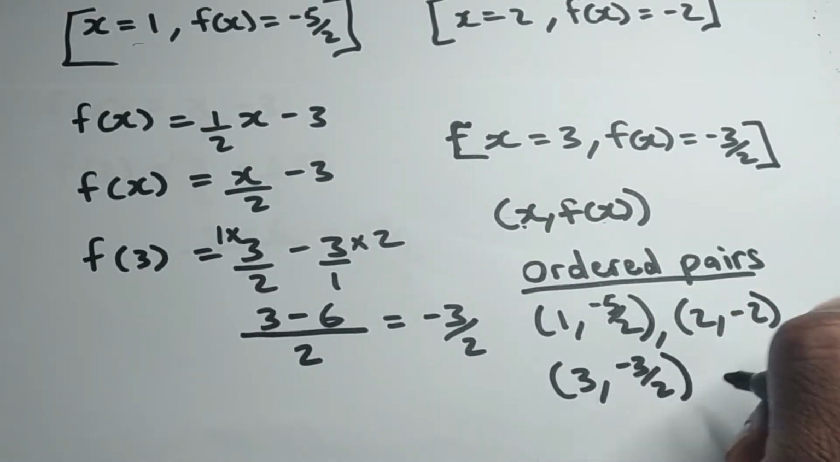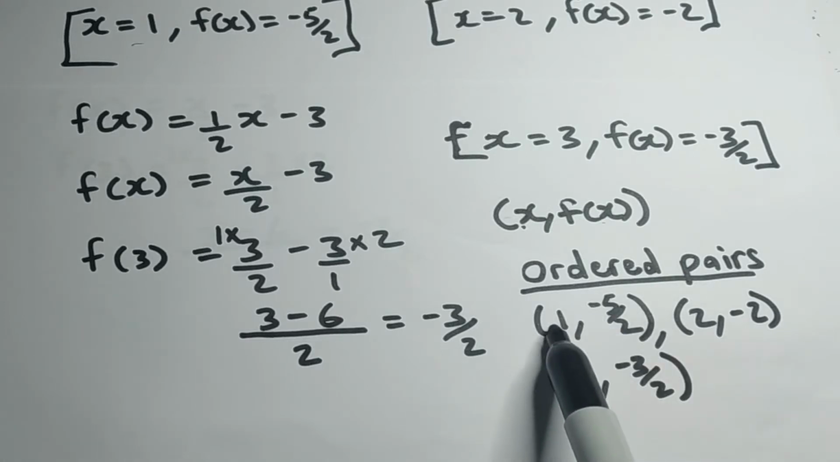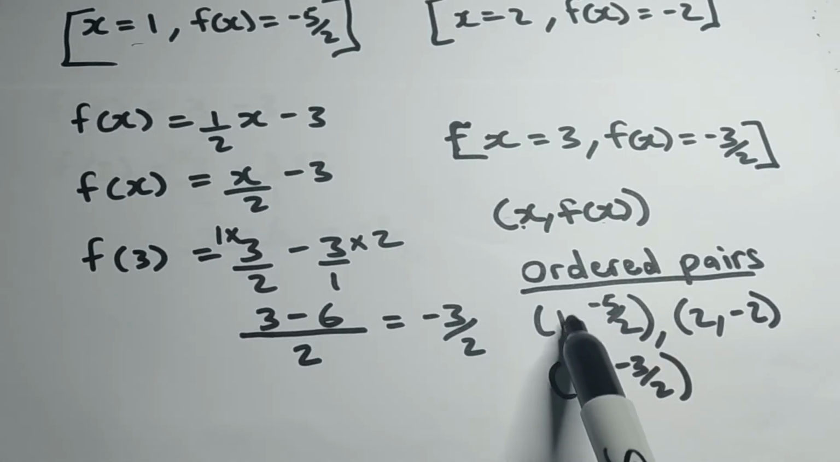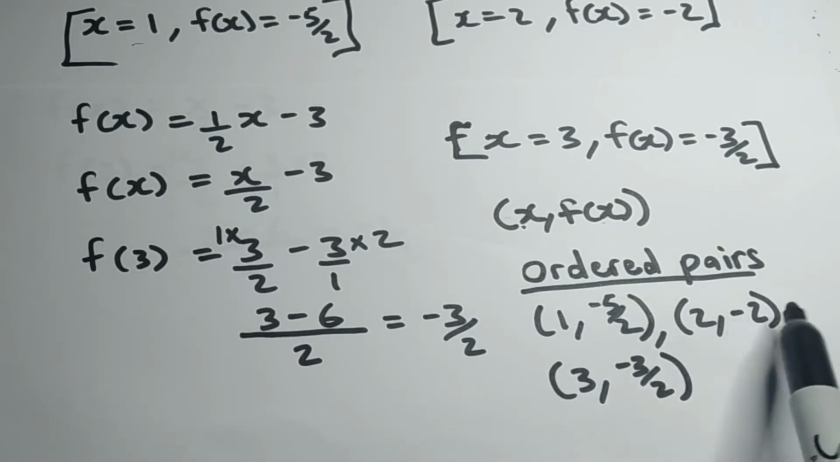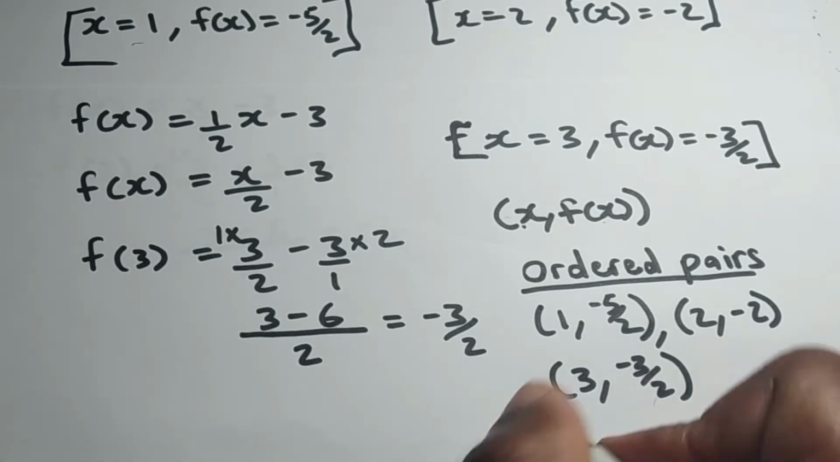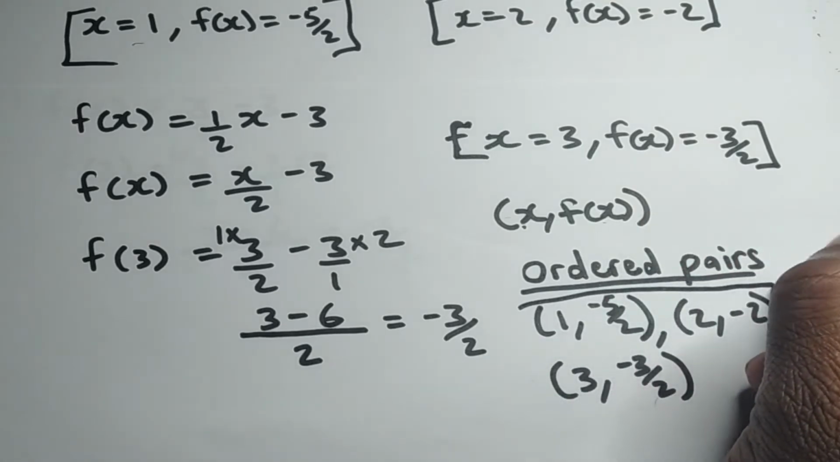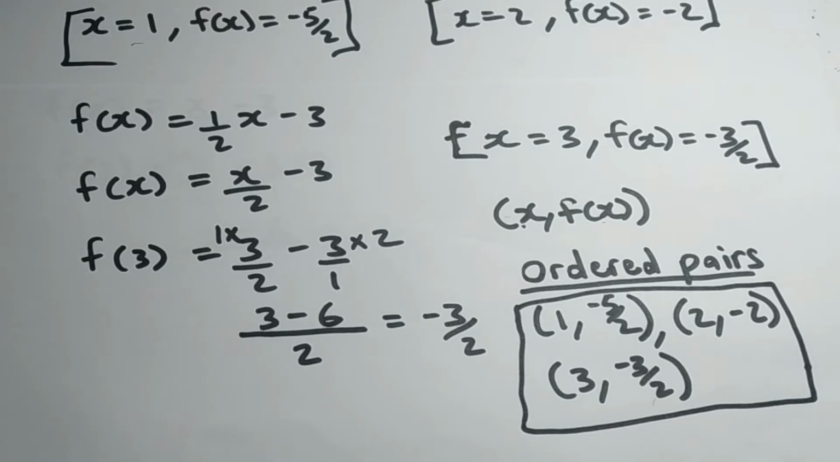All right. And these are our answer. So we have one ordered pair being 1 and negative 5 over 2 in brackets, 2 and negative 2, and 3 and negative 3 over 2, all right? So this is the solution for the question. That is how you treat this part of the question.